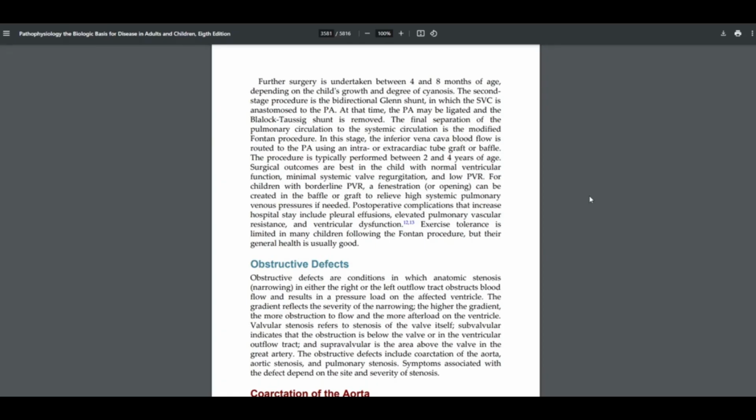For children with borderline PVR, a fenestration or opening can be created in the baffle or graft to relieve high systemic pulmonary venous pressure if needed. Postoperative complications that increase hospital stay include pleural effusion, elevated pulmonary vascular resistance, and ventricular dysfunction. Exercise tolerance is limited in children following a Fontan procedure, but their general health is usually good.